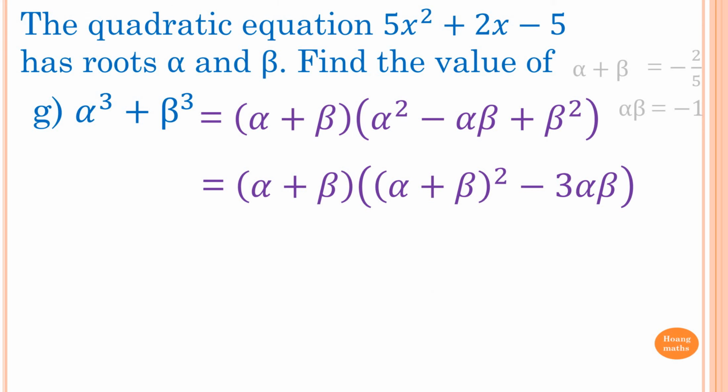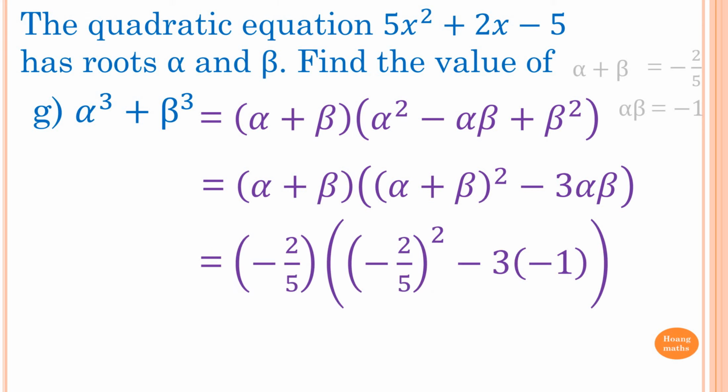And then I just substitute the values in. So this gives me that, and just put it in your calculator. Otherwise, you can just do it yourself. Minus 2/5 all squared, and then minus minus 3 becomes plus 3, and then just work that out. That's the answer. So the answer is minus 1 and 33 over 125.